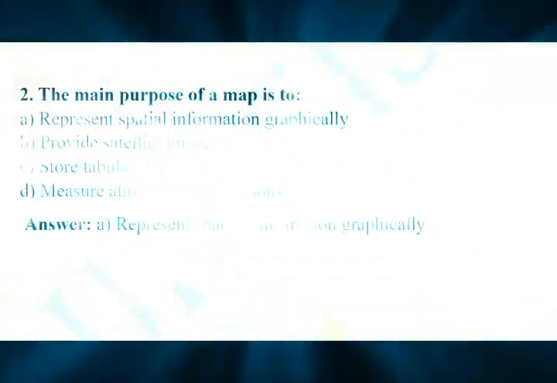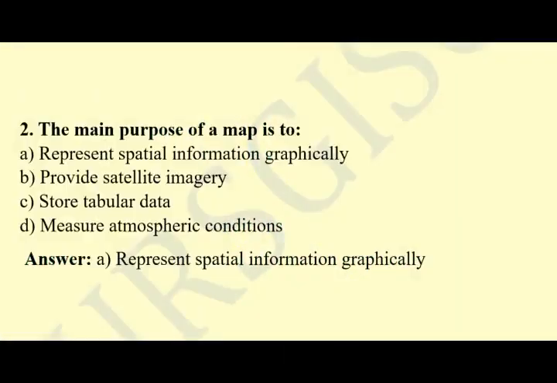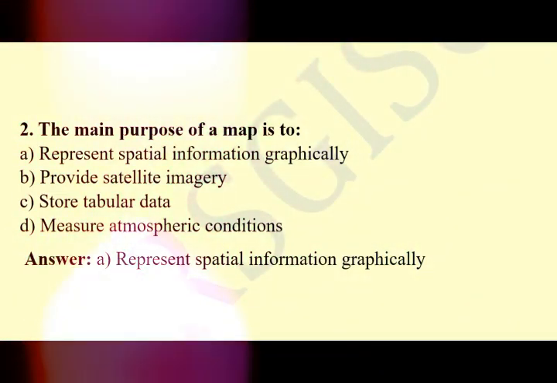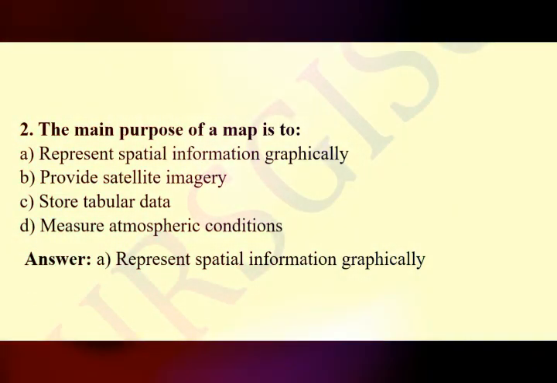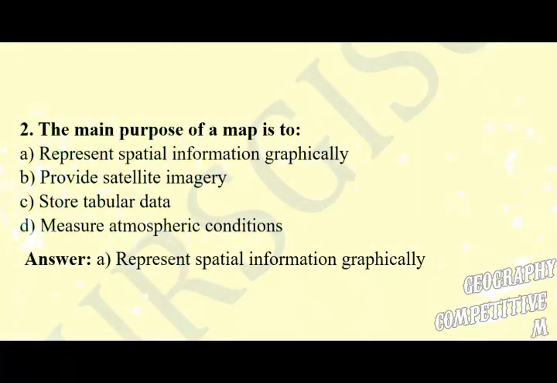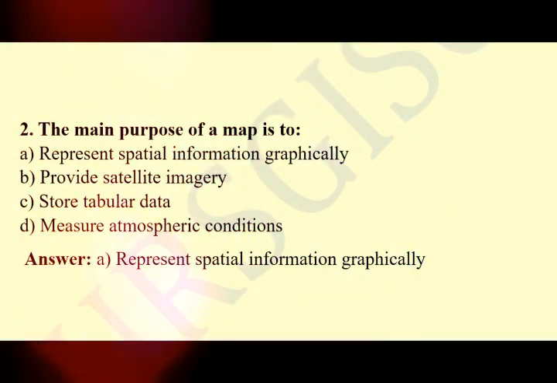Question number 2. The main purpose of a map is to represent spatial information graphically, provide satellite imagery, store tabular data, or measure atmospheric conditions. Here the right answer will be represent spatial information graphically.